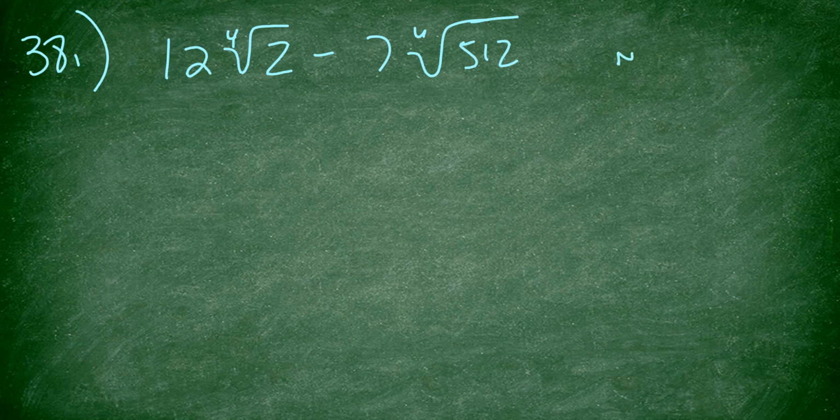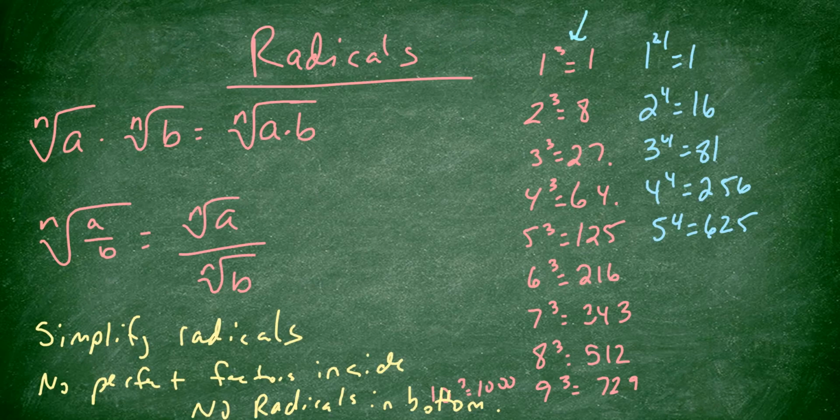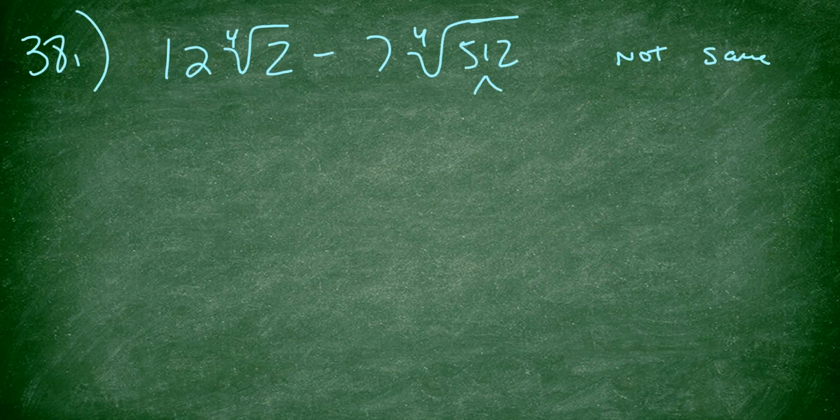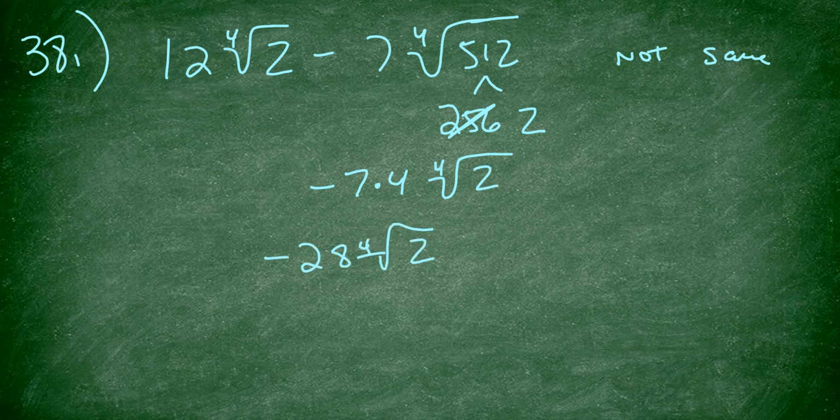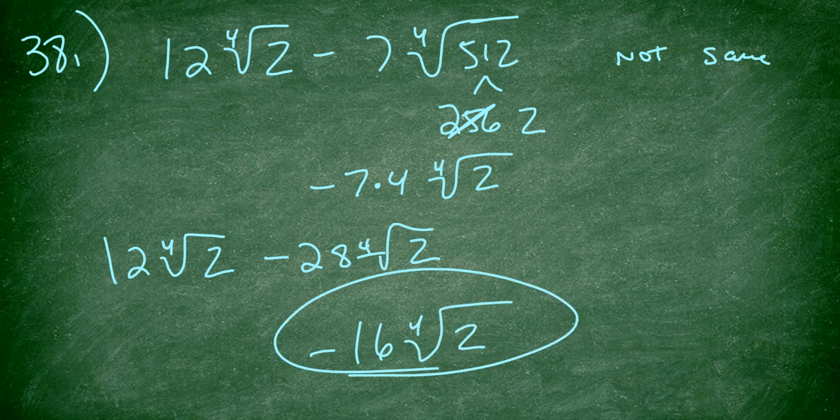Alright, so my radicals are not the same. So I have to hope I can break this down. And I find out I'm using this list over here. And I find out that 4 to the 4th is 256. So I'm going to put 256 right here because it goes into 512 2 times. So remember, 256 is perfect, so it changes into 4. Minus 7 times 4 is minus 28 fourth roots of 2. 12 fourth roots of 2 stays there. 12 minus 28 is negative 16 fourth roots of 2. And that's your final answer for 38.